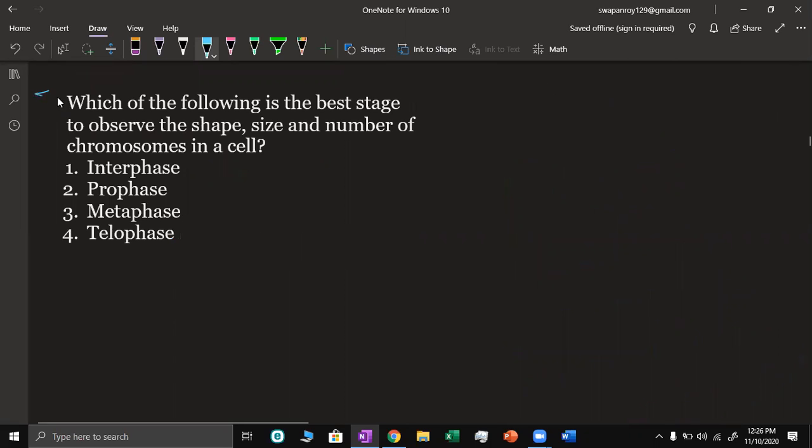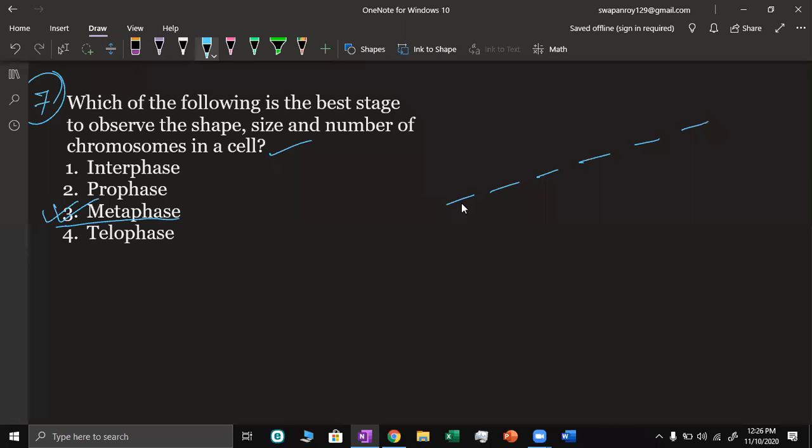Question number 7. Which of the following is the best stage to observe the shape, size, and number of chromosomes in a cell? It is the metaphase. In the metaphase, chromosomes are distinct. The condensation of the chromosome has taken place, enough sufficient condensation, and at this stage, all the chromosomes are not scattered. They have aligned along the equatorial plane.